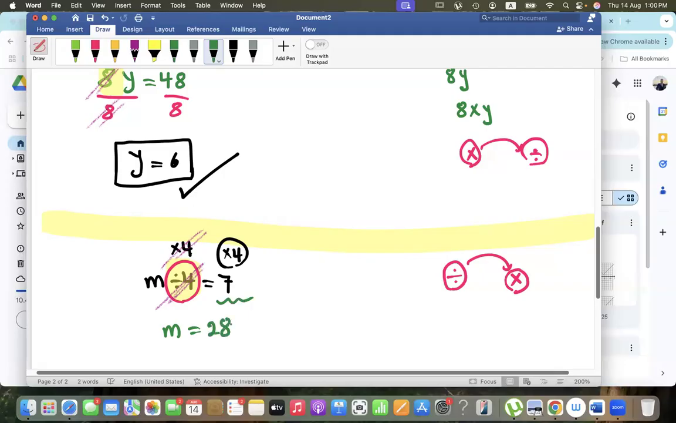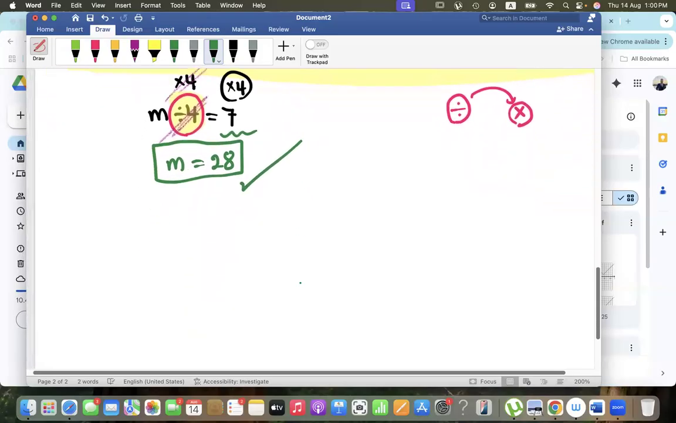Yes, 28. So the answer of this equation is 28.